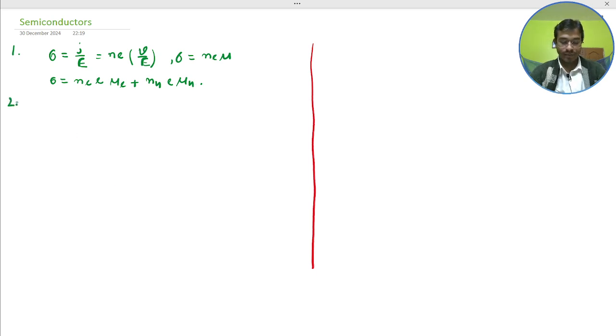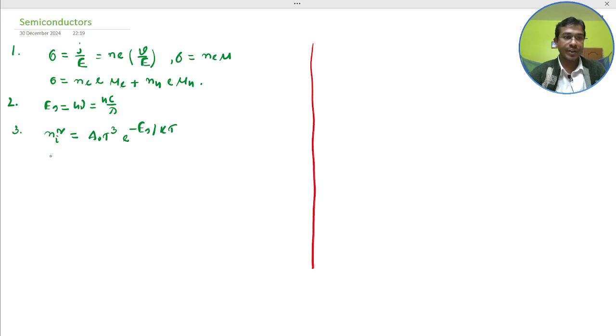The next one, the forbidden energy band gap is written as Eg equals h nu equals hc by lambda, and the intrinsic concentration Ni varies with the temperature T as Ni square equals A naught T cube exponential of minus Eg by kT.